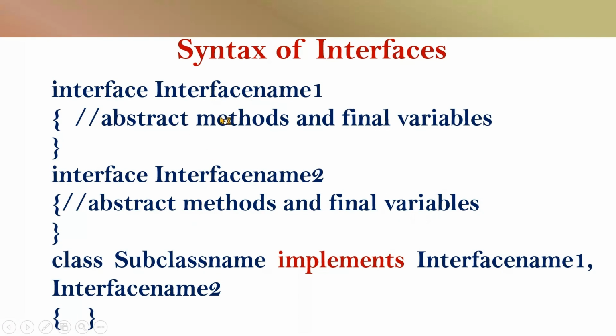Now these methods need to be implemented in a class. So I take one class that I make a subclass, and by using the implements keyword, I'm implementing interface name 1 and interface name 2. And all the methods available inside these need to be implemented in this open and close brace. So the logic or the body definition should be written in the subclass.